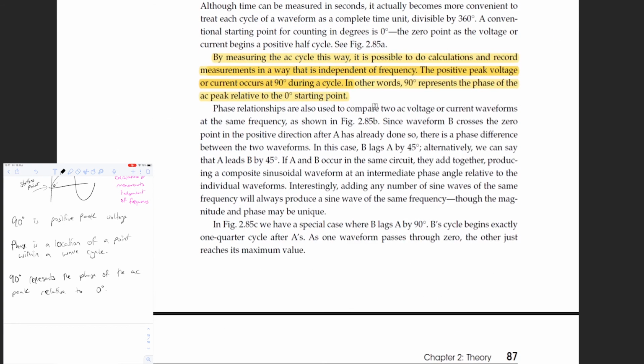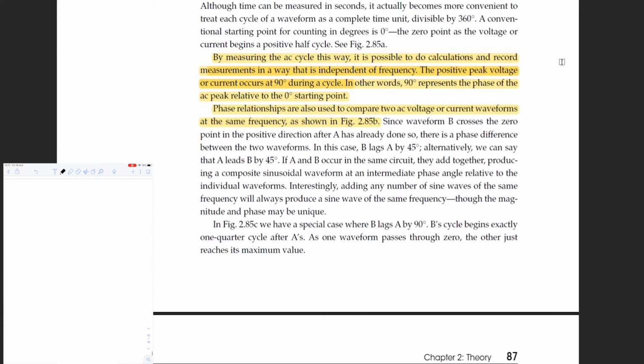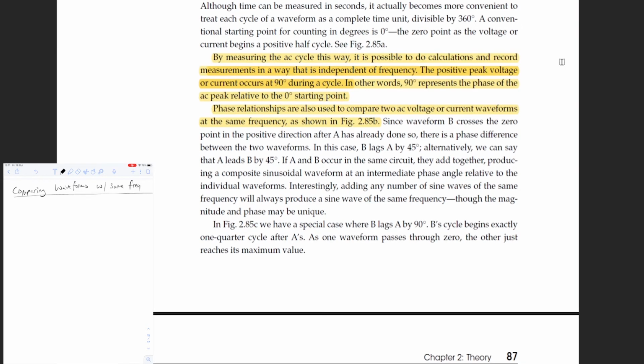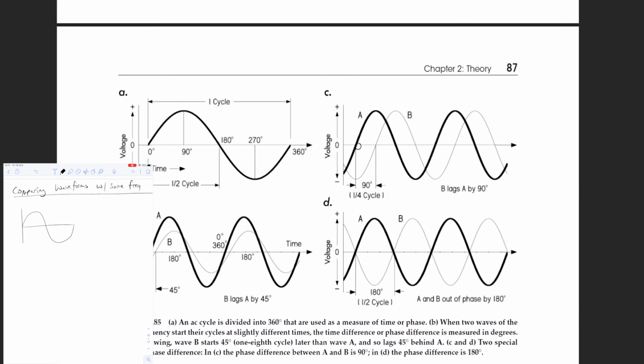All right, where was I? So phase relationships are also used to compare two AC voltages or current waveforms at the same frequency. Okay, got it. So comparing waveforms with the same frequency. Okay. So let's try and draw this.